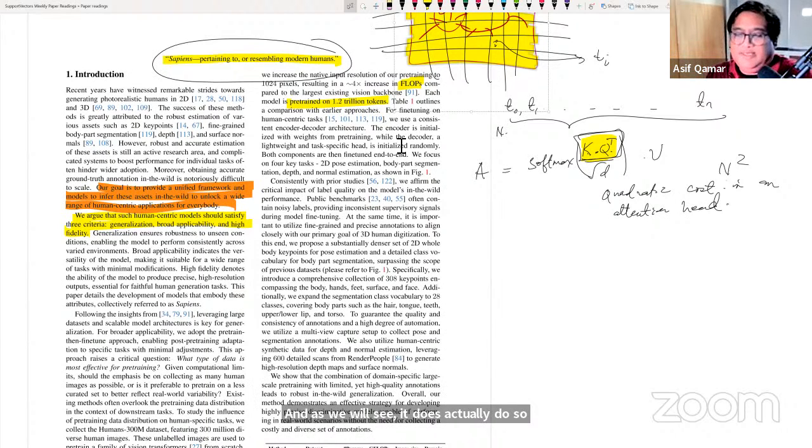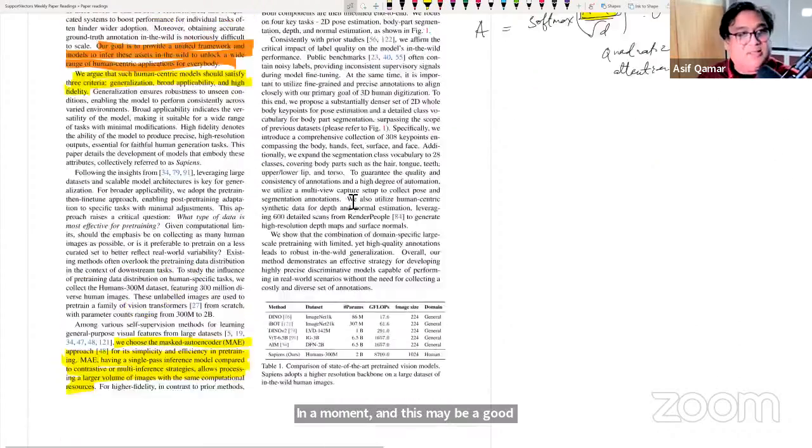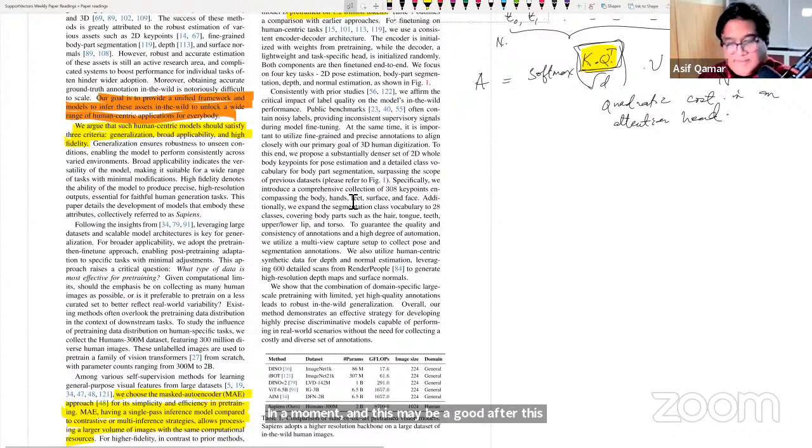For fine-tuning on human-centric tasks, we use a consistent encoder-decoder architecture. So that comes from the MAE. The encoder is initialized with weights from pre-training, while the decoder, a lightweight and task-specific head, is initialized randomly. What this encoder-decoder refers to, we will see in a moment, and after this introduction may be a good point to delve into the MAE, masked autoencoders.